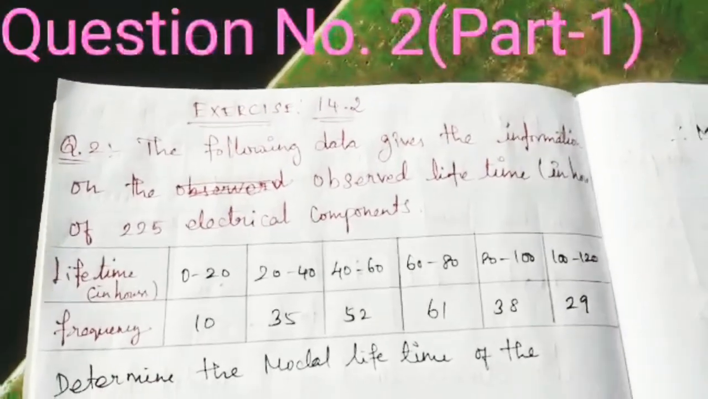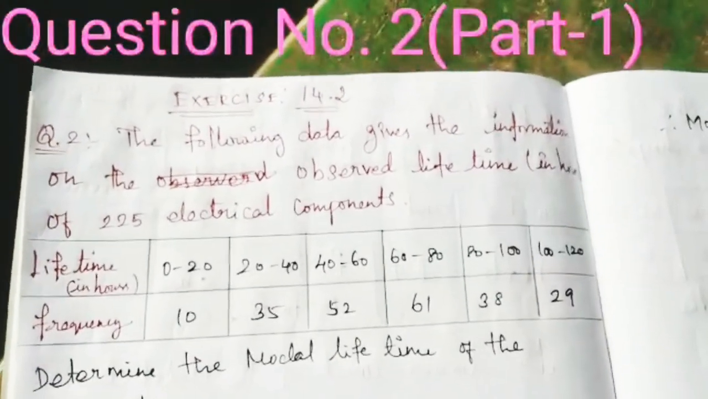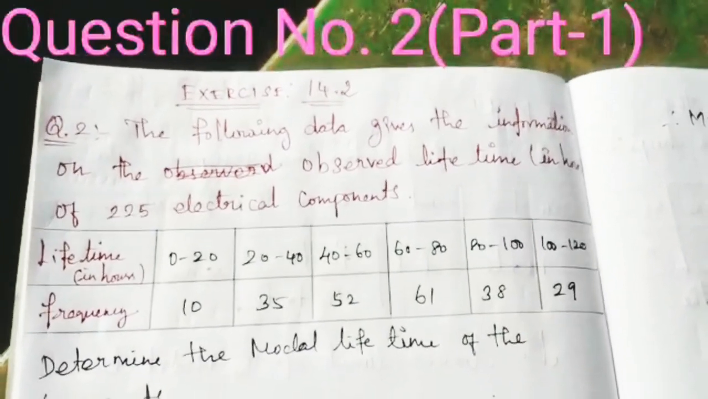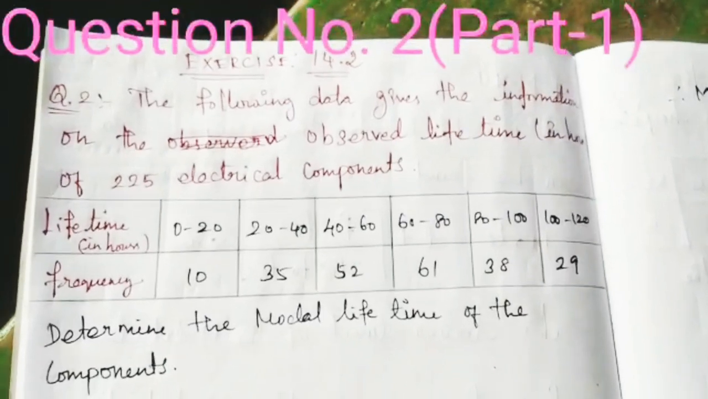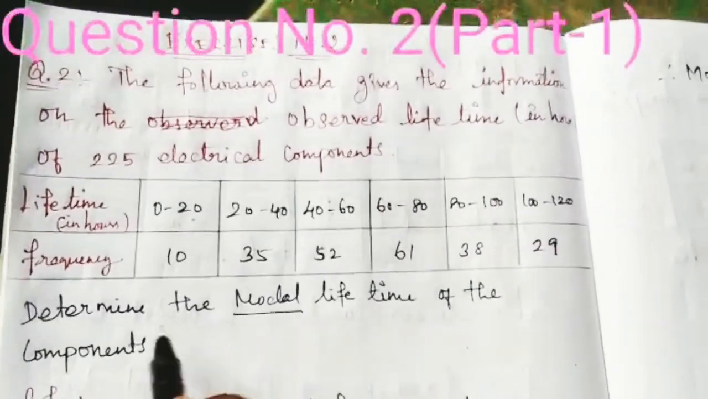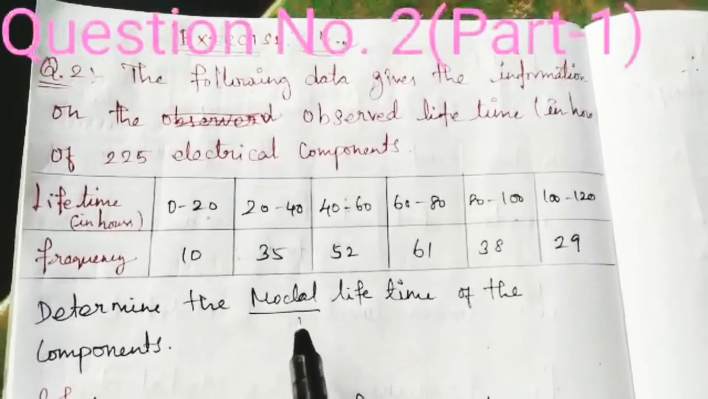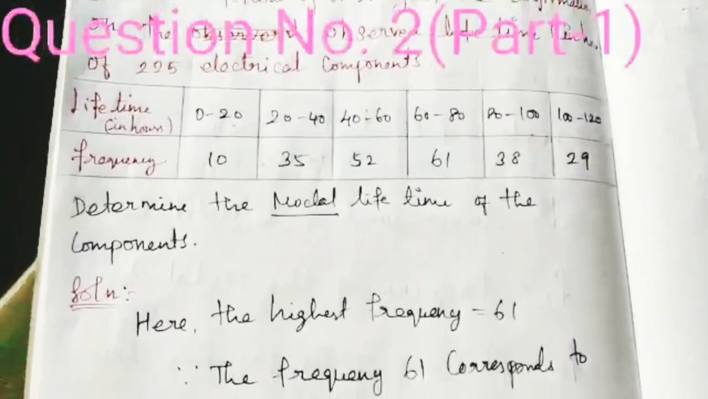Now exercise 14.2 question number 2. We are going to see the mode. The following data gives the information on the observed lifetime of 225 electrical components. This is the tabular column, lifetime and frequency. Determine the modal lifetime of the components. So they are giving the modal lifetime. Modal means we have to find the mode. In some problems they will tell the mode directly.